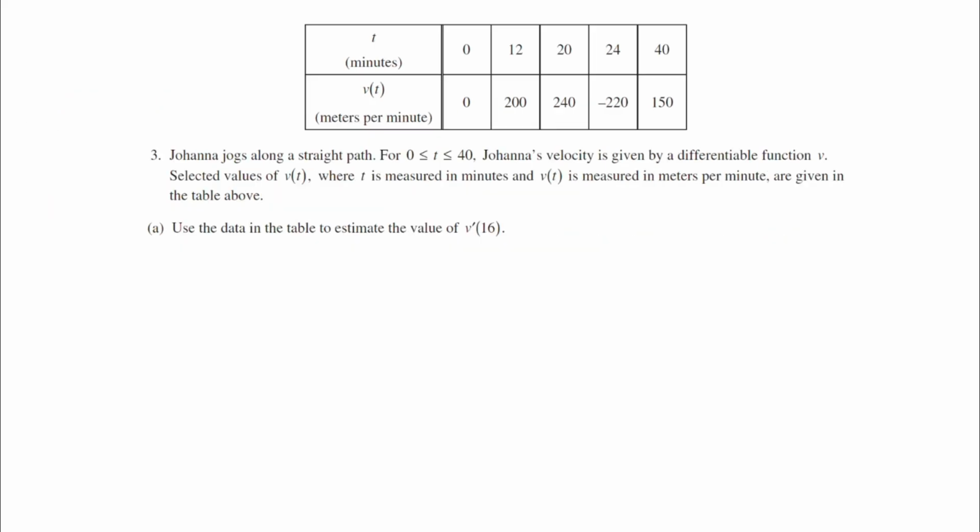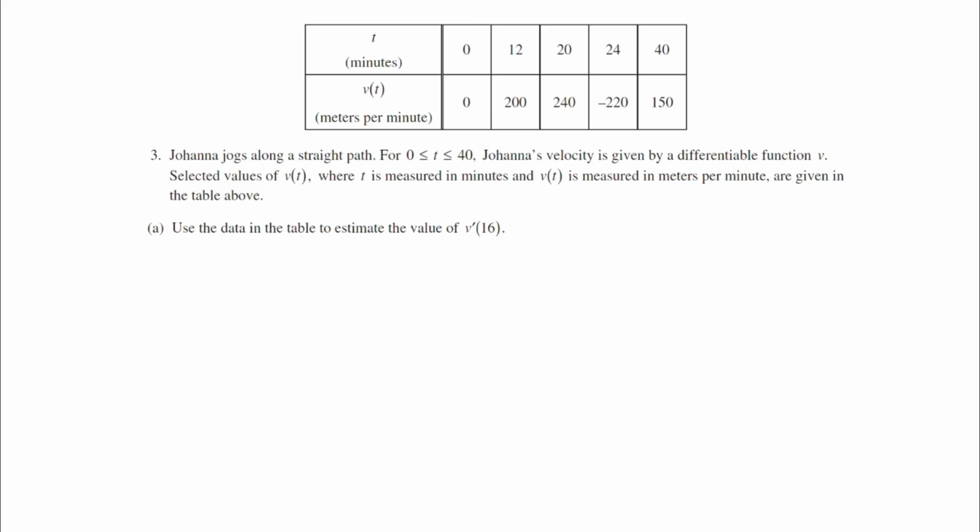All right, this is question number 3 from the 2015 AP Calculus AB exam. It's a motion question. We've got this person, Johanna, who is jogging along a straight path, and we've got a chart of her velocity. And we've got some selected values of it. t is in minutes and v is in meters per minute. And first thing we want to do is just estimate the value of v prime of 16.